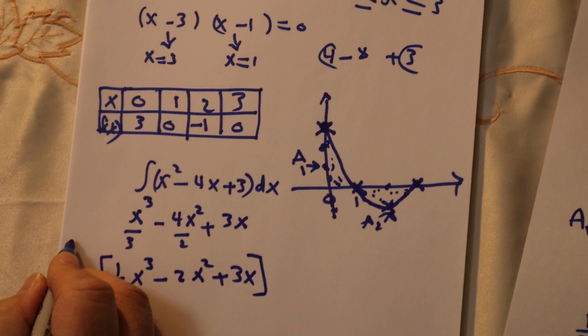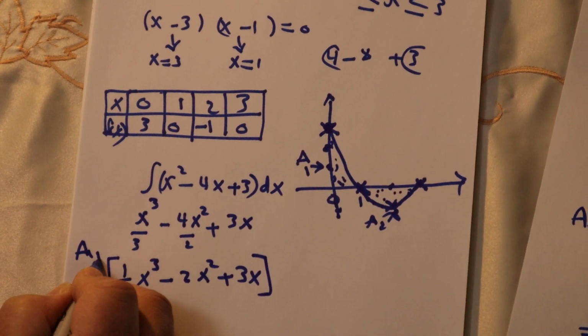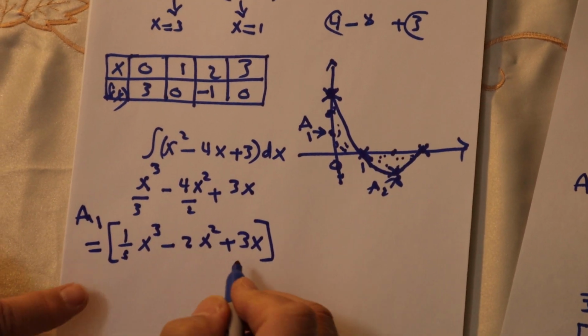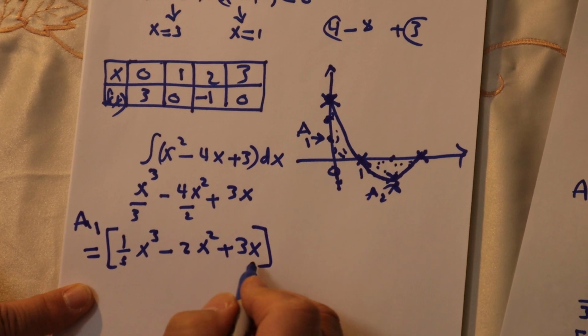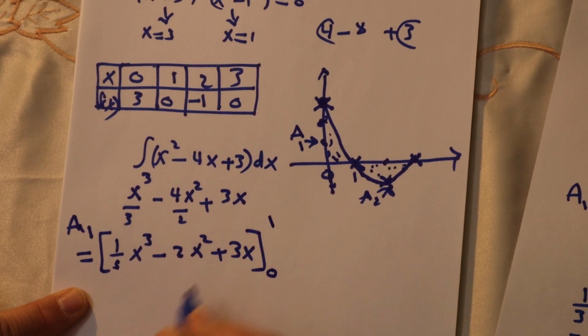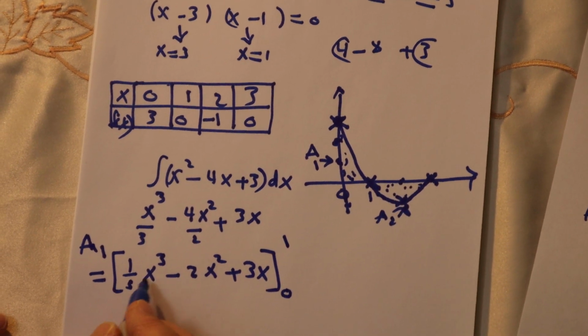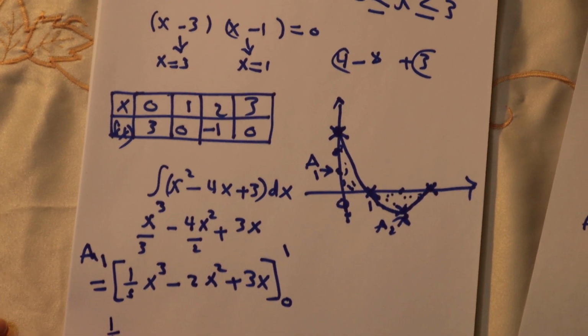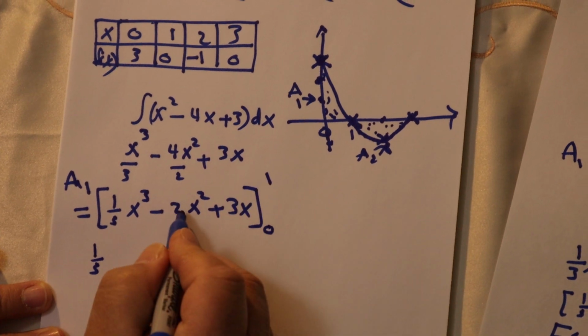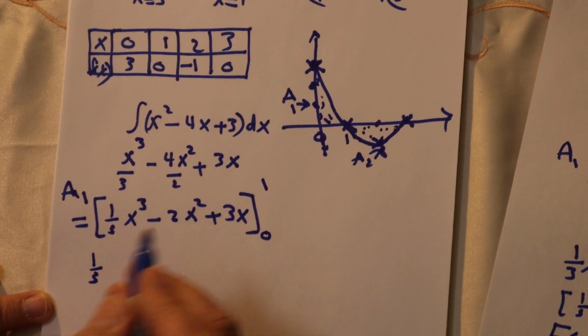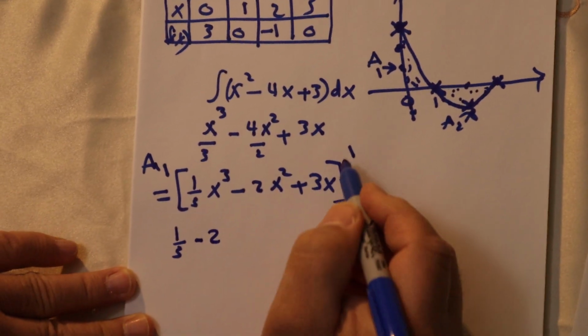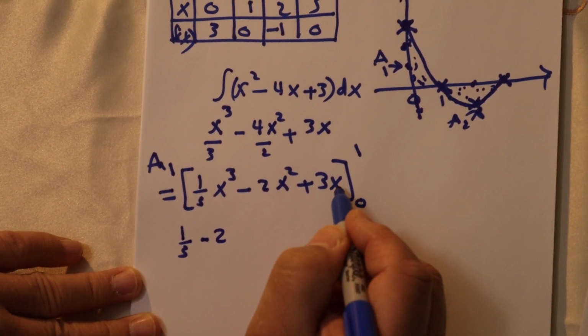So when you do area 1, you evaluate this from 0 to 1. If you plug in 1, 1/3 times 1 to the third is 1/3. Minus 2 times 1 squared, which is 2 times 1, is 2. And plugging in 1 here, 3 times 1 is 3.